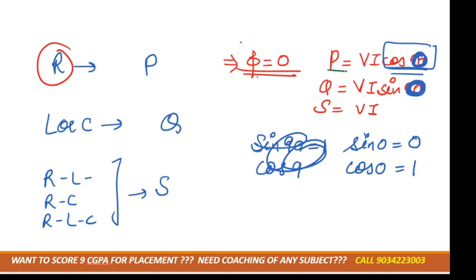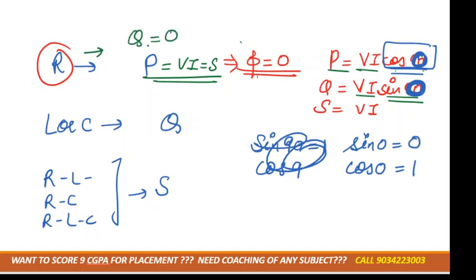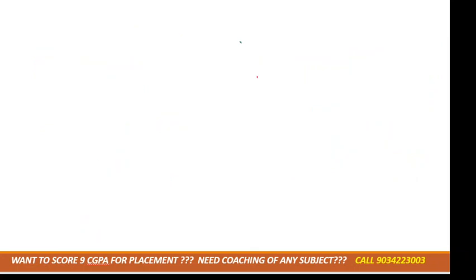So P is equal to VI cos 0. Cos 0 is 1. So P is how much? VI. That is equivalent to apparent power. Correct? As you can see, VI sin 0. Sin 0 is 0. So in case of resistive load, there is no reactive power consumed. Right? So Q would be equal to 0. Understood? Now similarly we can take it for inductor or capacitor load.